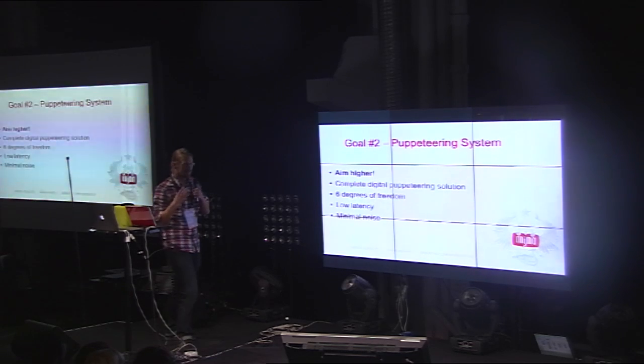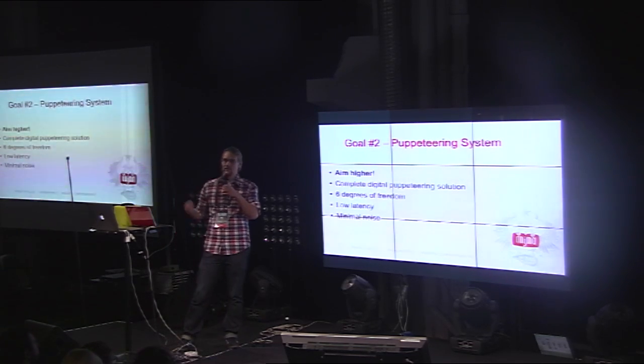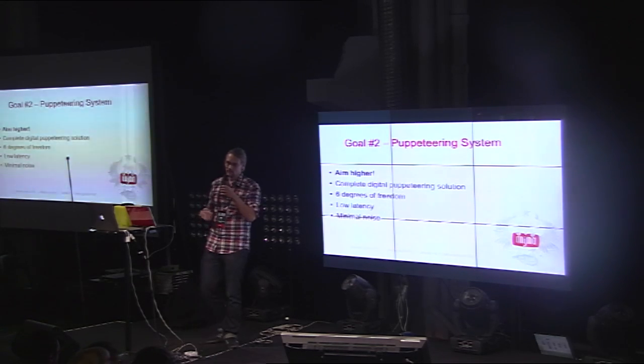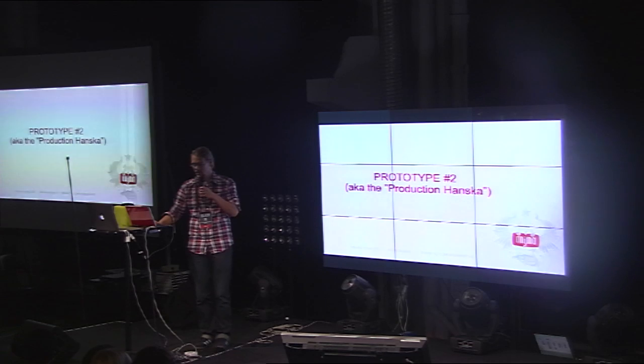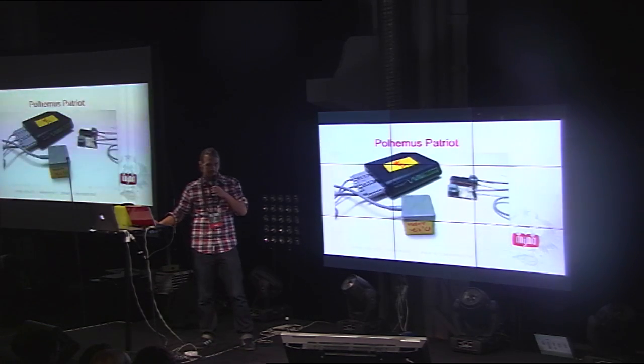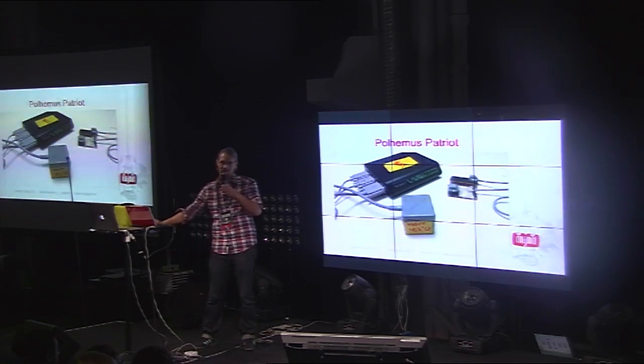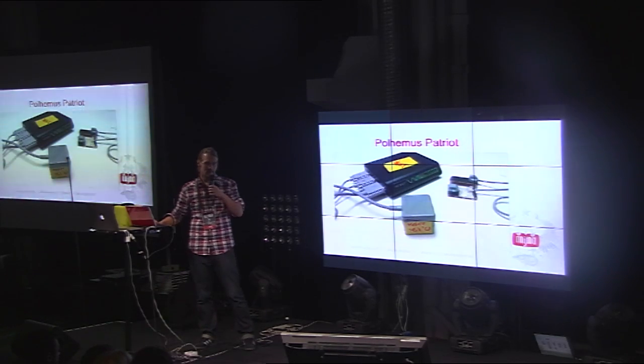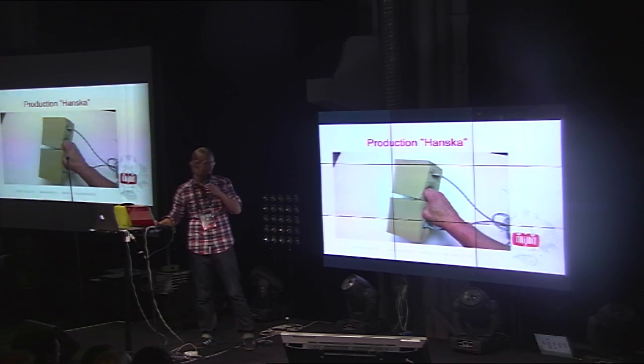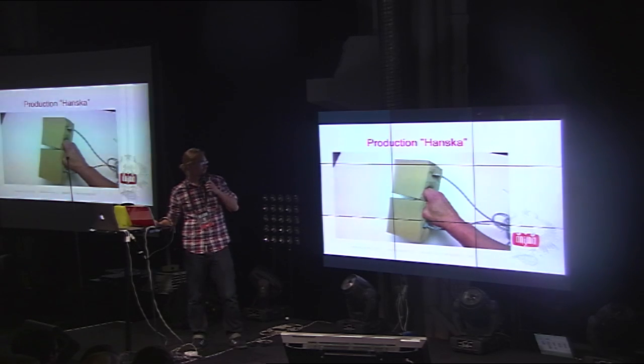So now we had a new goal. Why not aim a bit higher? Go for a complete digital puppeteering solution. Get all axes of movement and rotation, with low latency and minimal noise. So for the next prototype, we moved on to using a magnetic tracking system, which gives really good accuracy and low noise. But we stuck with blocks of foam, because they're awesome. So just stick those sensors into the blocks of foam, and voila, that's it.